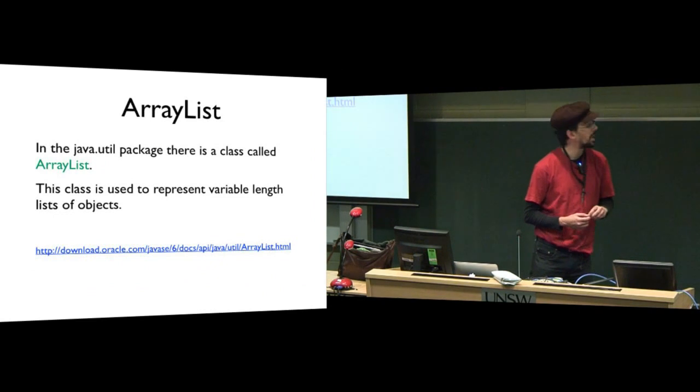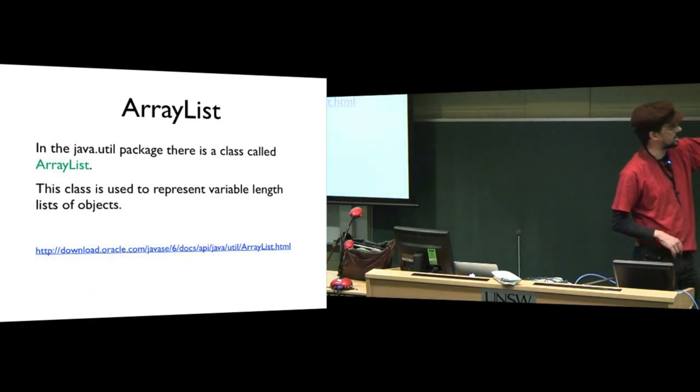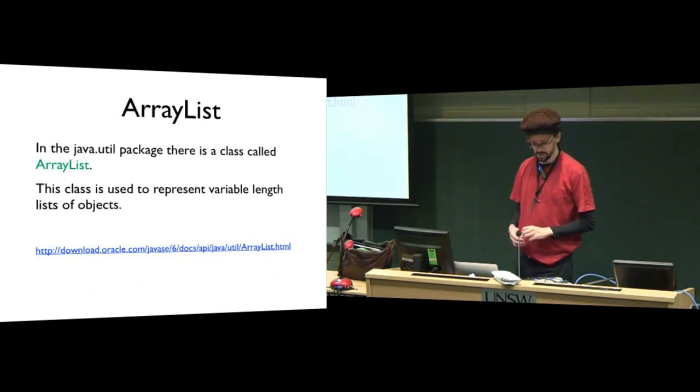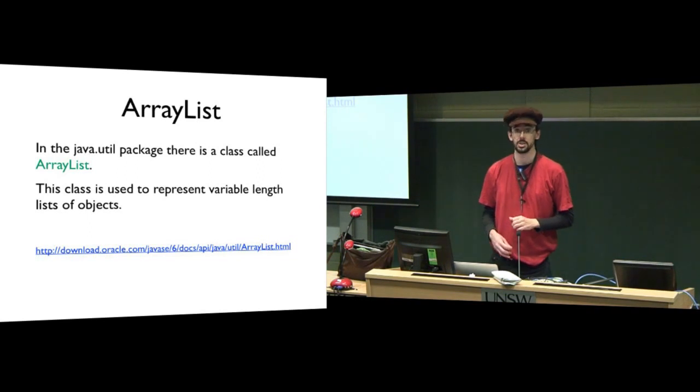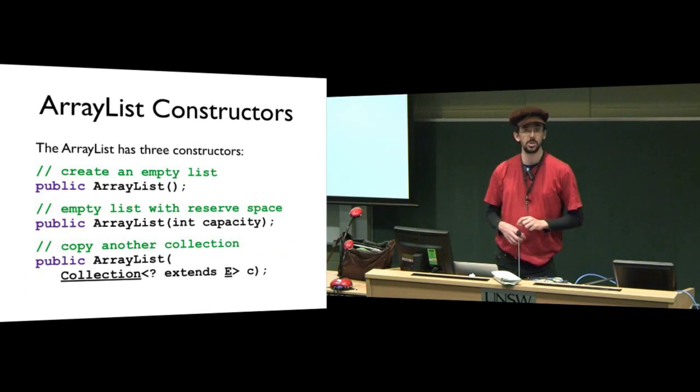So in the Java util package, like I said, there's a class called ArrayList, and there's a direct link to finding the docs for ArrayList if you want. This is a class that we're going to be using to represent variable length lists of objects. So the ArrayList, if we saw on that web page, had three constructors.